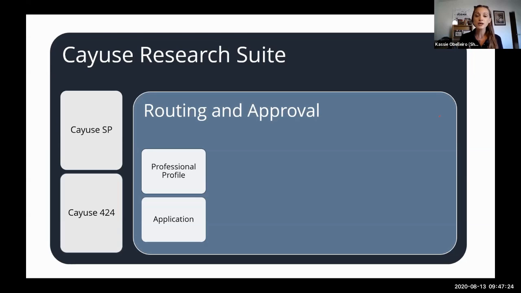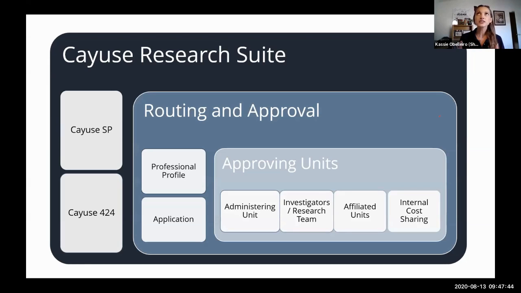Now, when you add someone to an application in SP, if their default unit is incorrect, you can change it on that document in SP, and you should, or it's going to get stuck in routing. So you should always make sure it's correct. However, the best thing to do is to keep your 424 profile current, right? To keep their 424 profile current. And then that is all leading into those approving units.